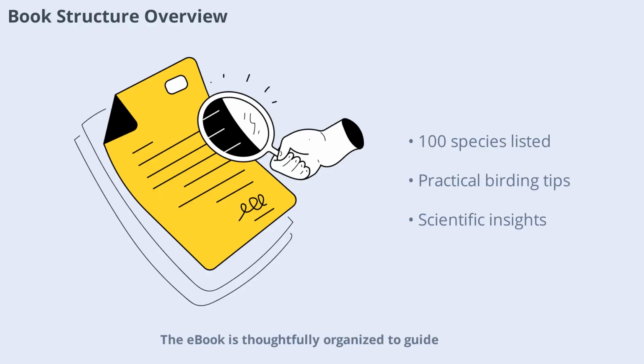The ebook is thoughtfully organized to guide readers through the essentials of birdwatching. It starts with a list of the 100 bird species described, followed by a preface, acknowledgments, and sections on the basics of birdwatching, bird morphology, and the importance of birds. You'll also find chapters on bird migration studies, detailed species descriptions, and important references.